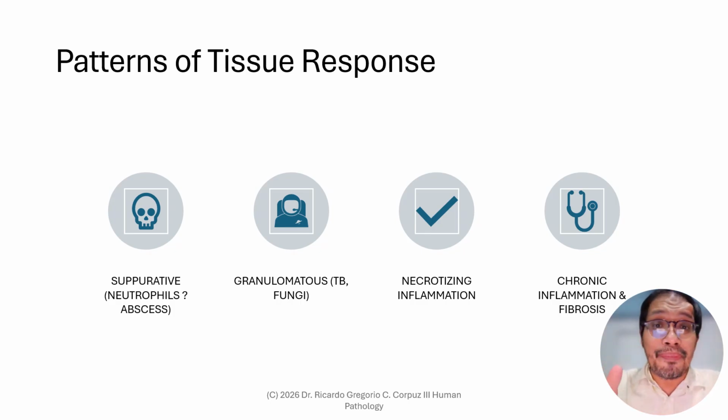Neutrophils accumulate rapidly at the site of infection. Enzymes released from dying neutrophils and bacteria cause liquefactive necrosis, forming pus. When localized, this becomes an abscess, a walled-off cavity filled with neutrophils and debris. Clinically, this corresponds to painful, warm, fluctuant lesions or purulent discharge.